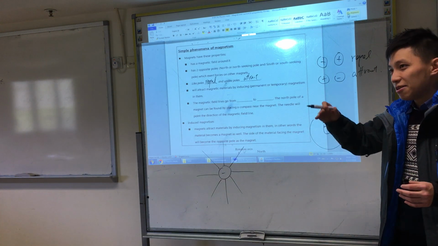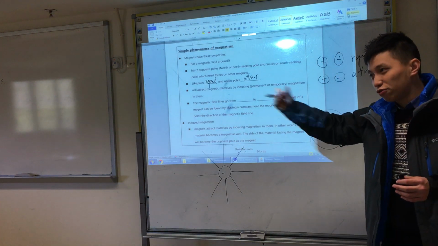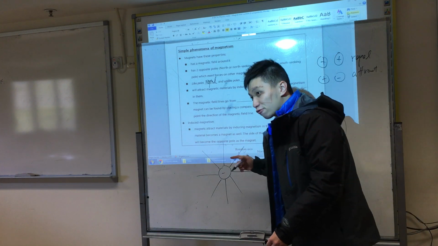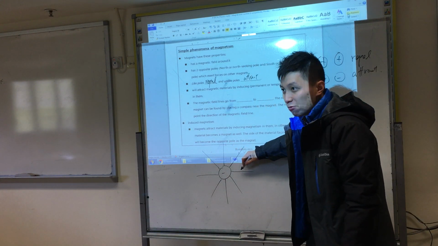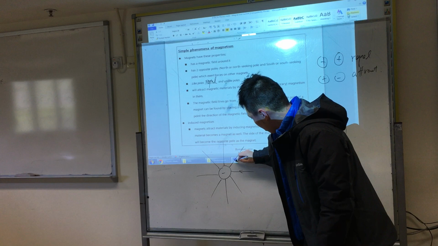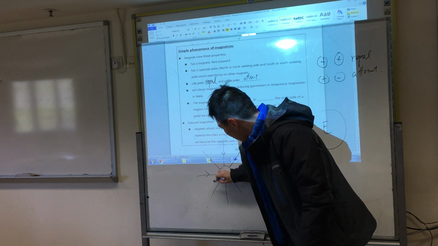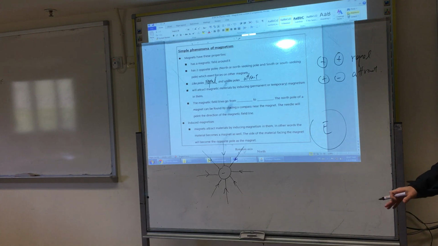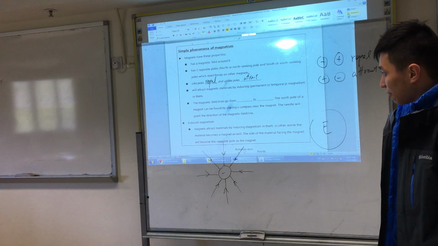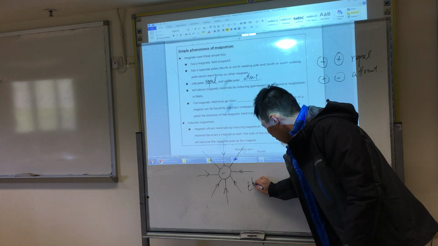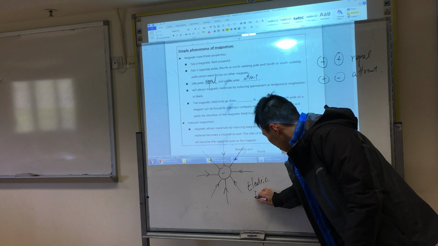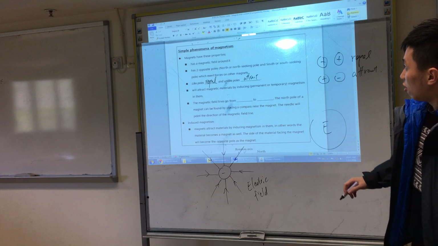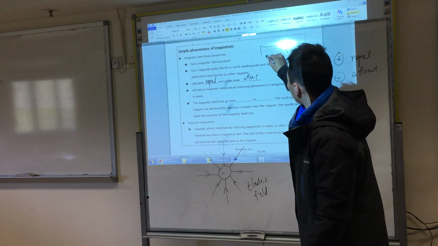Or maybe I should say positive to negative or negative to positive. Very good, positive to negative, right? So should I draw inward or outward? Inward, very good. That's what you learned in the previous lesson. Similarly, these are called electric field, if you recall the name. If you are asked to draw the magnetic field, you actually learned it in year 6 as well.